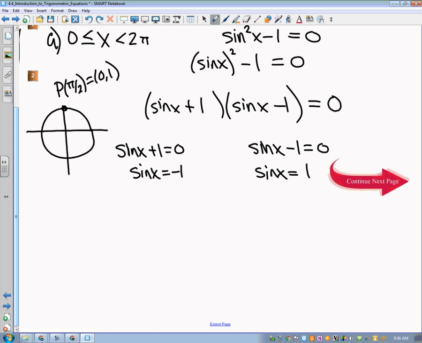So I know that sine x is equal to 1 when x is pi over 2. My other answer is down here, and that point is at 3 pi over 2. That's equal to 0, negative 1. So sine x is equal to negative 1 when x is 3 pi over 2. Now, for both of those angles, if I add 2 pi or subtract 2 pi, I will be out of my restriction. So that's the only solution. And don't get me wrong, I don't want to minimize what this is, because trig is tricky, but it is very, very similar to the quadratic solutions you've done in the past.